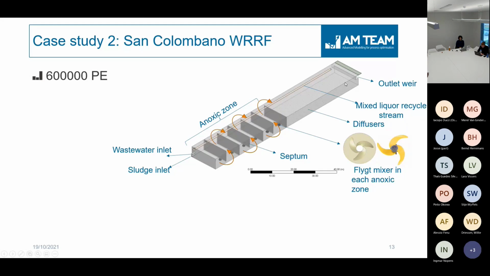In the aerobic zone, you have a lot of diffusers on the bottom, and then you have this internal recycle, which takes water from the aerobic zone and puts it back into different parts of the anoxic zone. And then you have also a RAS inlet and a wastewater inlet in this corner. And then you have also these little mixers in the different corners of the anoxic zone. So this was a bit more complex than the quadrupole treatment plot.